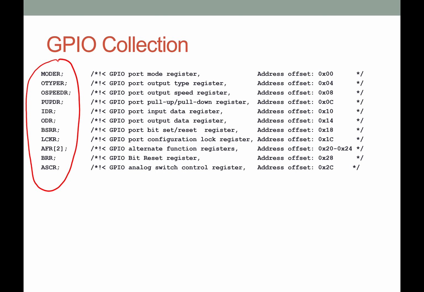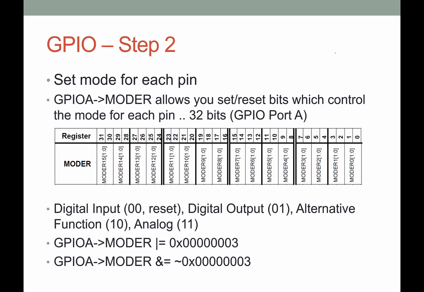And then we can also see there's an offset for each one of those registers. Once we know the base address of the specific GPIO port, then we can use the offset address, which will tell us where the different registers are within the GPIO port, so how far away they are from that base address.